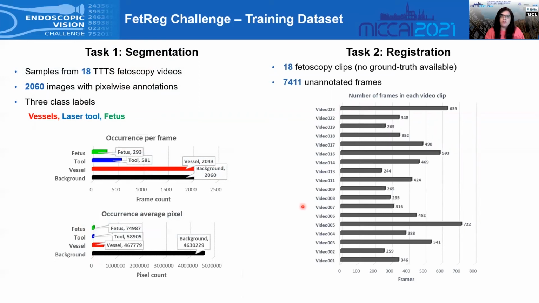For the task of registration, again, we released short video clips from these 18 fetoscopy videos. In total, we released more than 7,000 frames, but these frames were not annotated for vessels, and they did not have any ground truth available for the registration task.